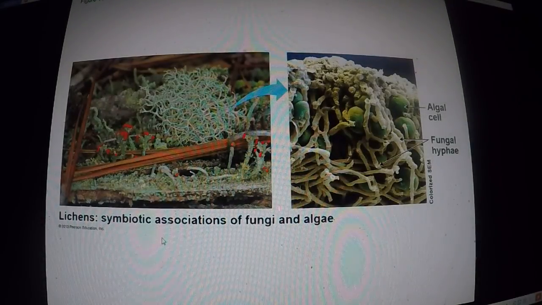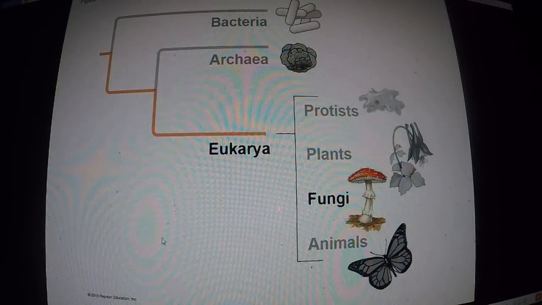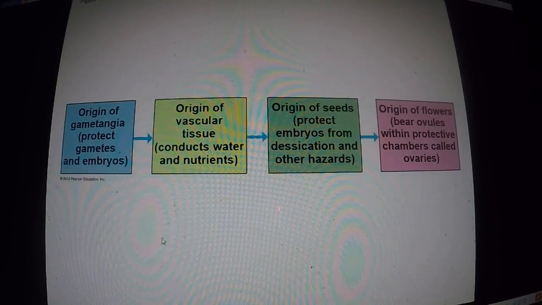Here's some lichens, association between fungus and algae. The algae need to live in the water, but the fungus gives it a place to live. The algae carry on photosynthesis and give the fungus sugar. So there you go.